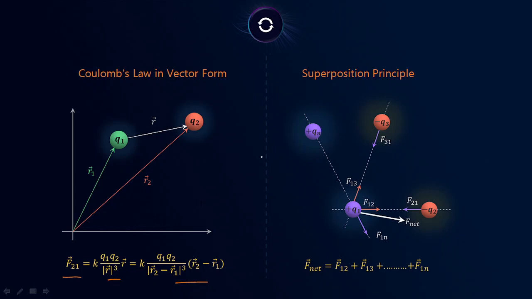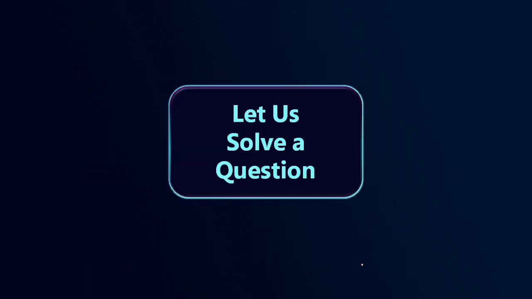Next is the superposition principle. All these things we have studied in the previous class. The superposition principle says that when two or more than two charges are present, the net force acting on a charged particle equals the vector sum of all the forces acting due to each of the other charged particles. Simple, easy. Let us solve one question based on this concept.